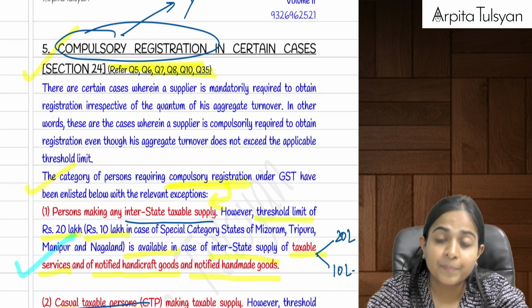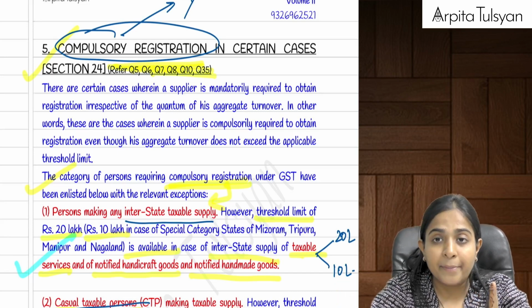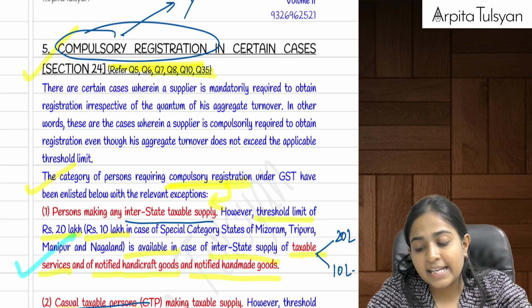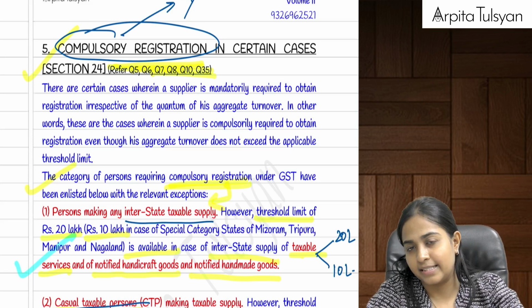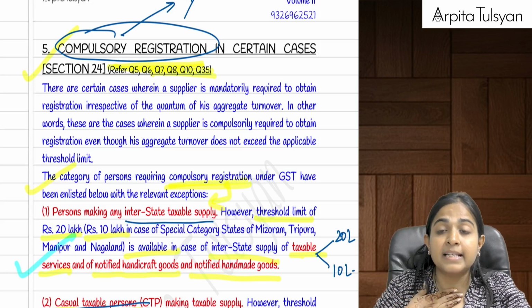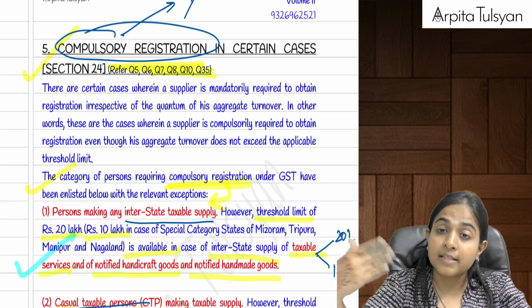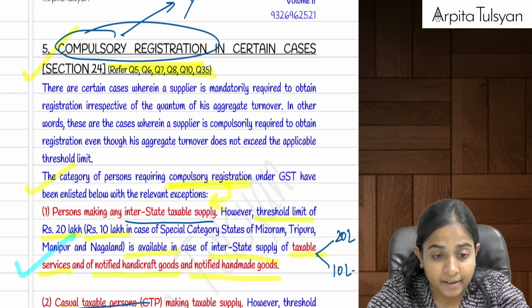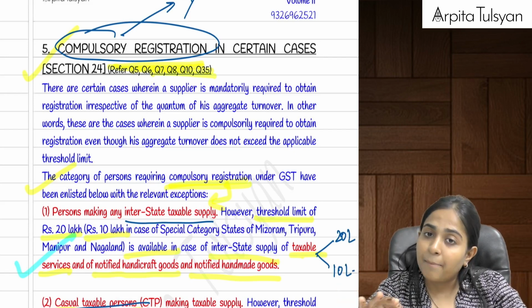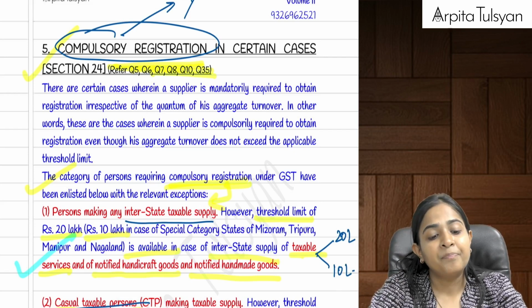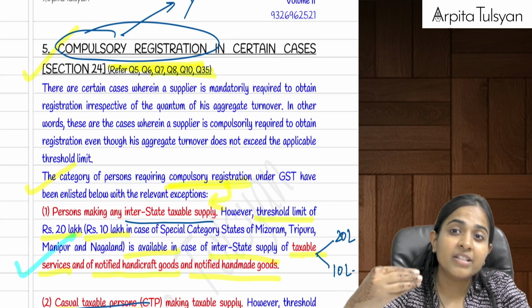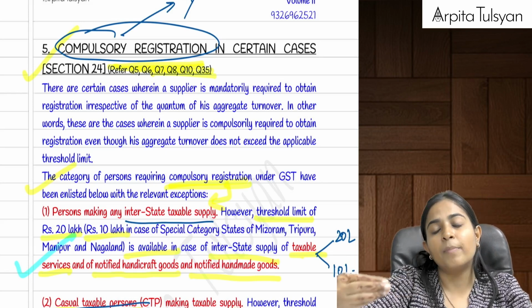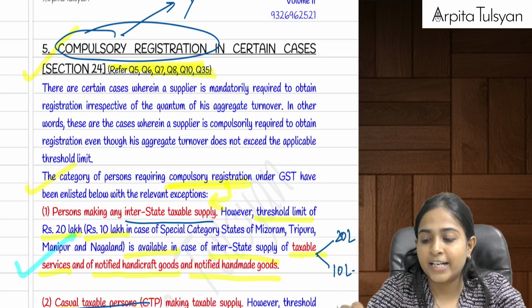Compulsory registration. Next one, important amendment: e-commerce operator. Any e-commerce operator who is required to collect TCS has to get himself compulsorily registered. Any person providing goods or services through an e-commerce operator. In that case, compulsory registration was there, but an exception was provided to the persons who were providing services only through an e-commerce operator to the customer. To them, the threshold limit was applicable.